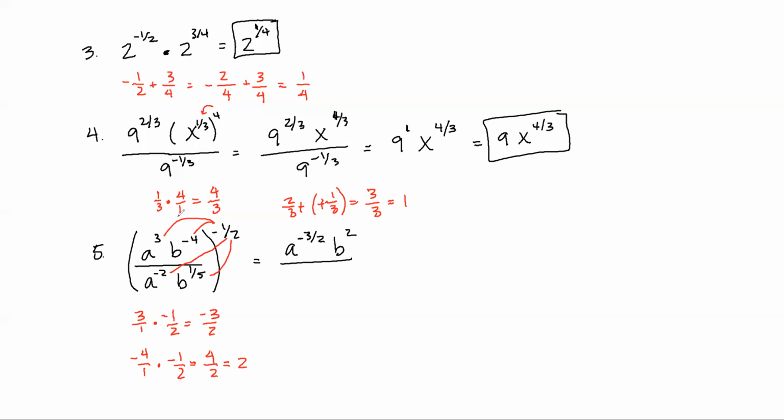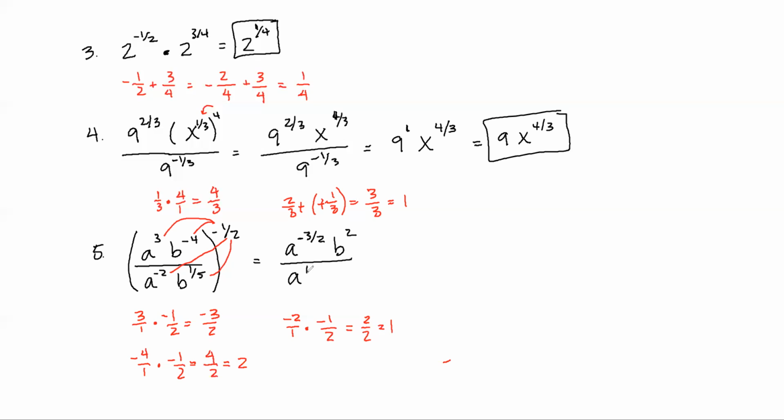Now on the bottom, we're going to have a to the negative 2. So negative 2 over 1 times negative 1 over 2. We're just multiplying all these exponents. Negative times a negative is a positive again. So we get 2 over 2, which is 1. So we're going to have a to the 1st.